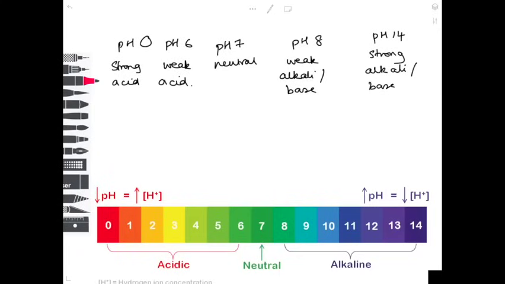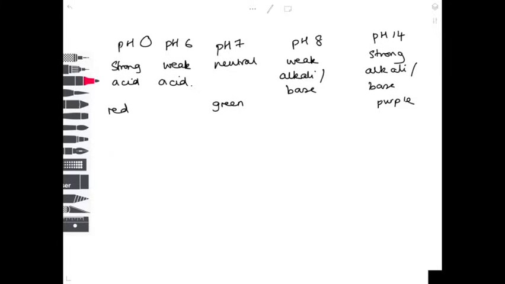And let's look at the colours. So neutral is green. You get quite purpley at the very strong alkali end, and you get red at the acid end. And we like universal indicator because that can basically show you what pH you have. You add the universal indicator to the solution, it turns a certain colour which you can compare to a scale and work out the approximate pH.